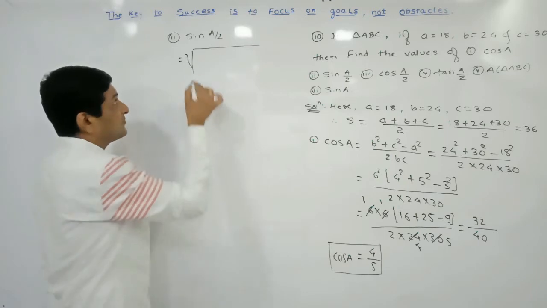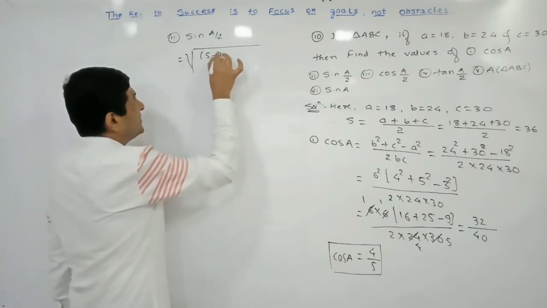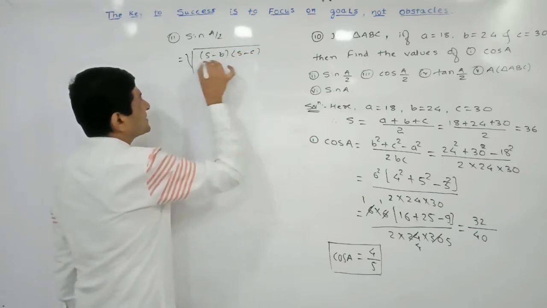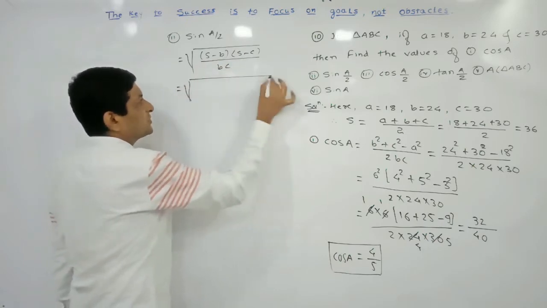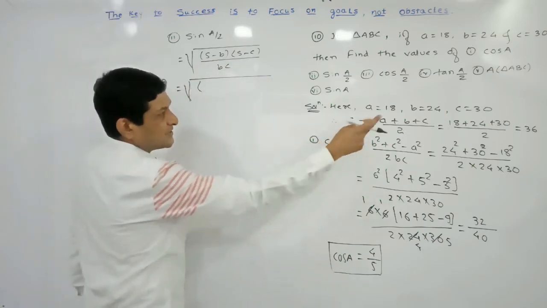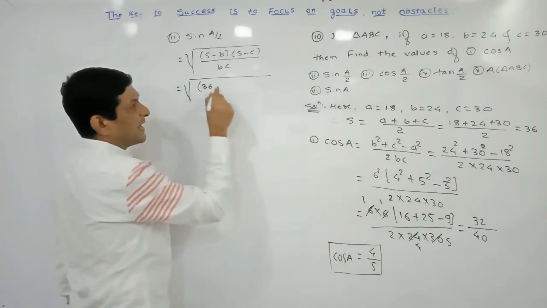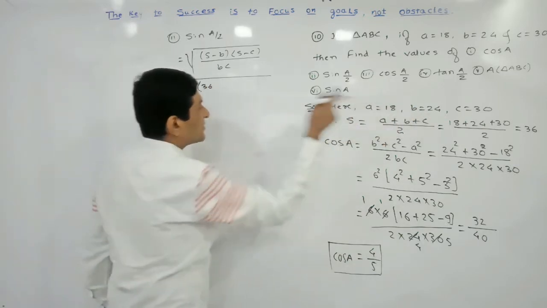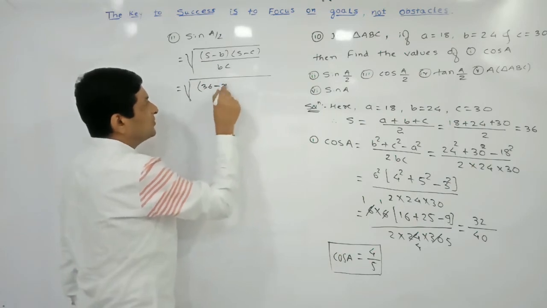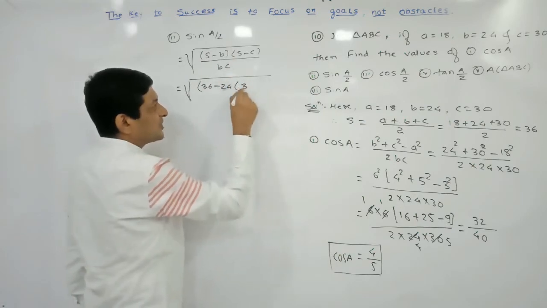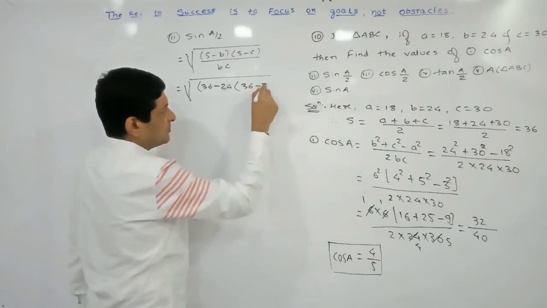What is the half angle formula? Square root of (S minus B) into (S minus C) divided by BC. Now the remaining part is just to substitute the values. Already the value of S is known to us. That is 36 minus B. B is how much here? 24. 36 minus 24 into, again S means 36 minus C. C is how much? 30.